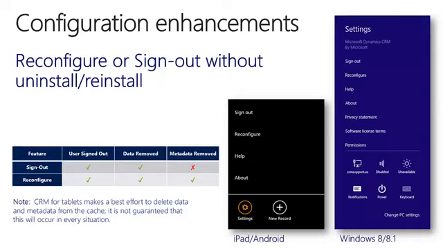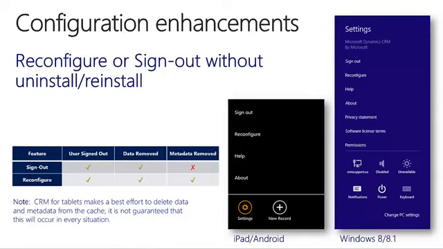These options will appear if you are on the latest update of the CRM for Tablets app and your Microsoft Dynamics CRM organization has been updated to CRM Online Spring 14 or CRM 2013 Service Pack 1. On a Windows device, these options will appear when you access the settings area from the Charms bar. On iPad and Android, these options will appear if you tap Settings on the command bar.